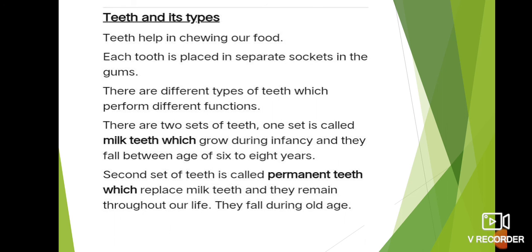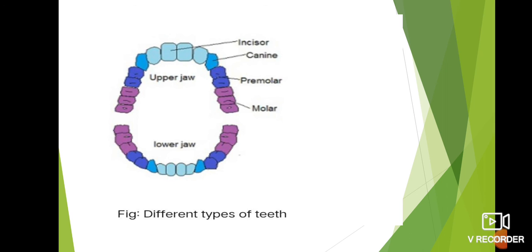There are two sets of teeth. One set is called milk teeth which grow during infancy and they fall between the age of 6 to 8 years. The second set of teeth is called permanent teeth which replace milk teeth and they remain throughout our life. They fall during old age. Look at this picture. Different types of teeth are there that are incisor, canine, premolar and molar.